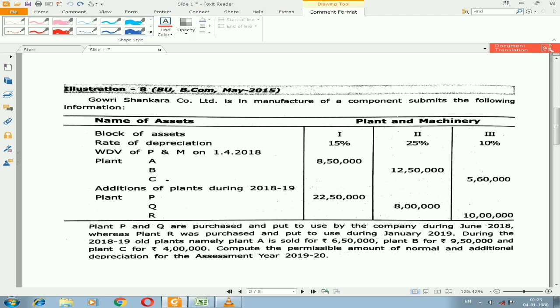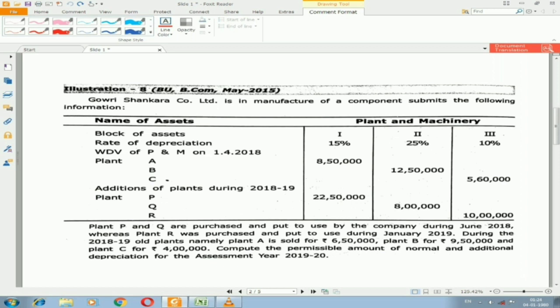Next we have some more information in the adjustment, that is plant P and Q are purchased and put to use by the company during June 2018, whereas plant R was purchased and put to use during January 2019. Here they have given the information of when plants P, Q and R started being used. During 2018-19, old plants, namely plant A is sold for 6,50,000, plant B for rupees 9,50,000 and plant C for rupees 4 lakh. Compute the permissible amount of normal and additional depreciation for the assessment year 2019-20.